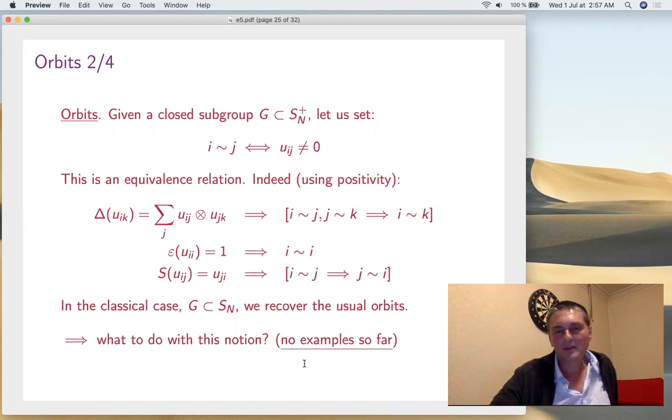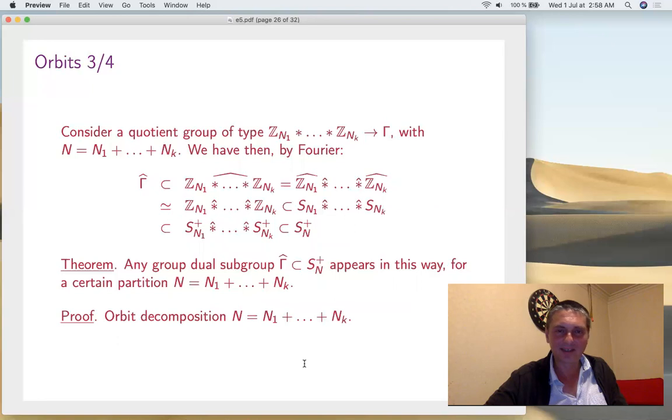The problem is, what to do with this, because we have zero examples, right? Remember, they're all transitive. So who introduced this? Well, it was also Banica in the same paper, and he actually did something very interesting there. It's called algebraic quantum permutation groups, and with zeros, I think. He classified all the group dual subgroups of S_n^+.